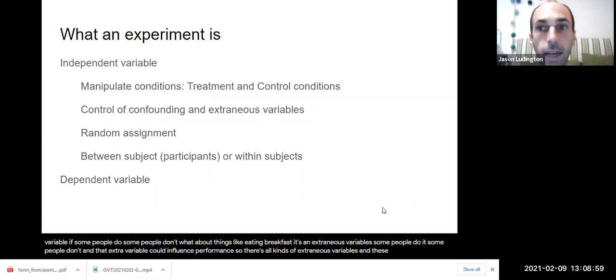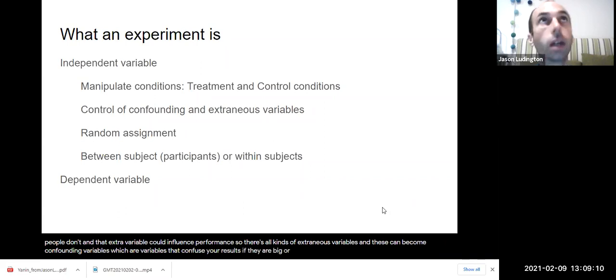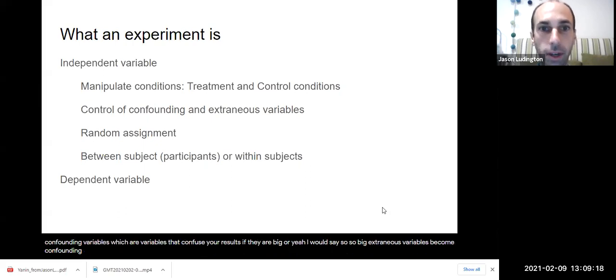And these can become confounding variables, which are variables that confuse your results if they are big. So big extraneous variables become confounding variables if they have some large impact on performance.